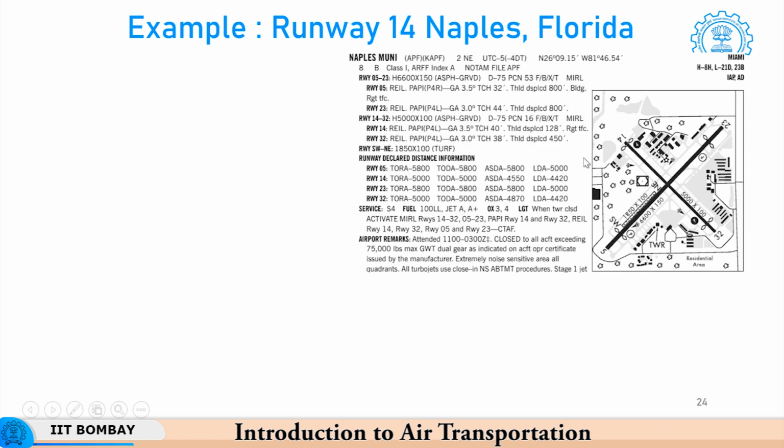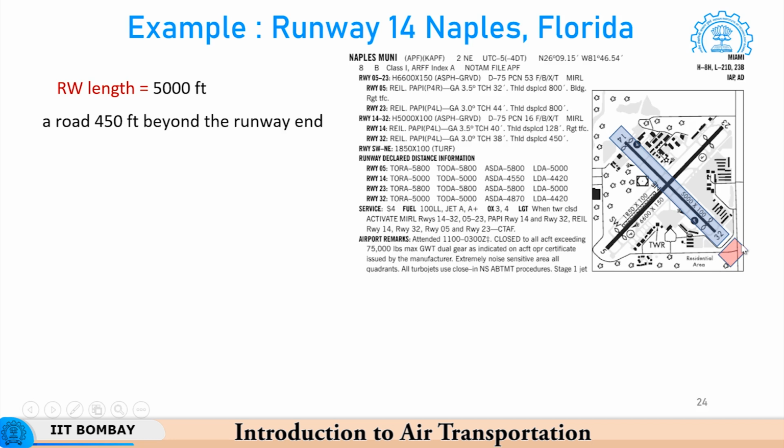Now, if you look at the airport chart for Naples, Florida runway 14, you will see that the runway length available is actually 5000 feet. However, there is a road 450 feet beyond the runway end. So, from the runway end to this point is 450 feet, and there will be traffic in this area. So, you cannot assume it to be clear, it cannot be a part of the clearway.